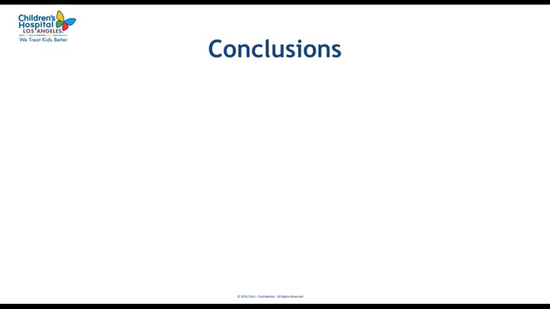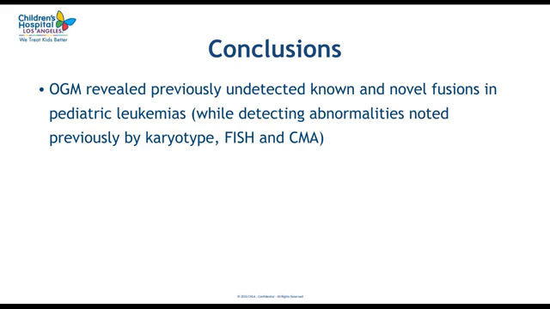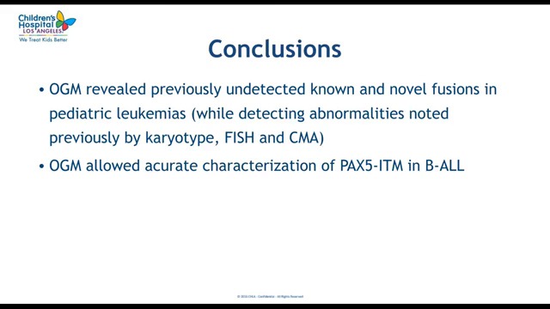So to finalize, our overall conclusions from the two studies that we were able to conduct so far using optical genome mapping. In the first study, we verified that it can detect previously undetected, known, and novel fusions in pediatric leukemias, while also detecting abnormalities that we previously detected by our routine testing, like karyotyping, FISH, and chromosomal macroarray studies. And then in the second study, we demonstrated that optical genome mapping allowed accurate characterization of PAX5 intergenic tandem multiplication, so it has advantage in studying repetitive regions.